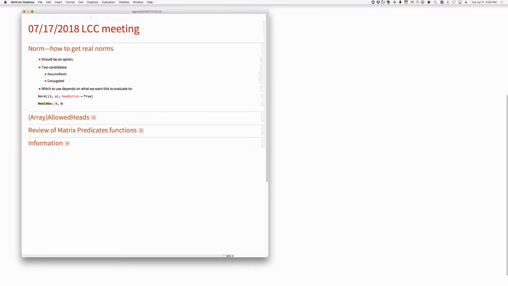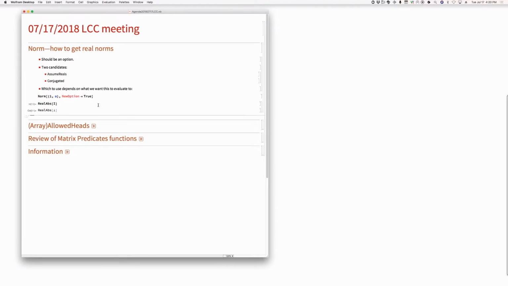Yes. So RealAbs is for vectors, is that right? Or no, RealAbs is for numbers. It will thread over the list, I'm pretty sure. So what does it do? What does RealAbs do? If I say I, what does it do? It will just return unevaluated. Okay.